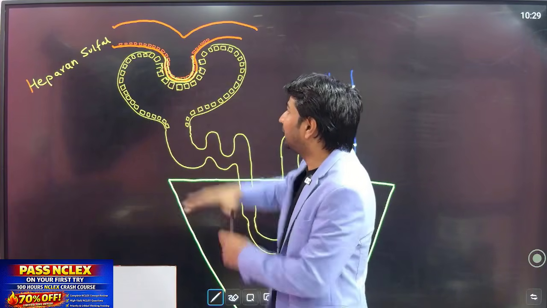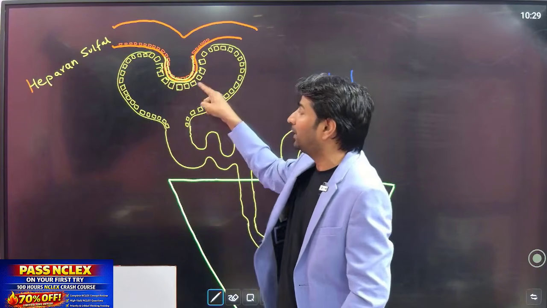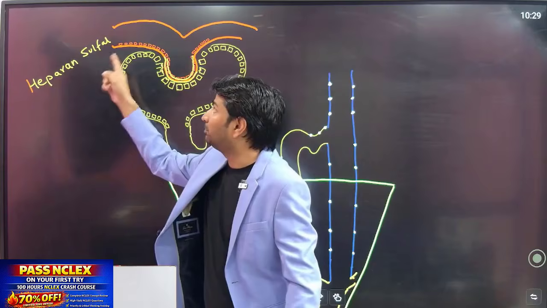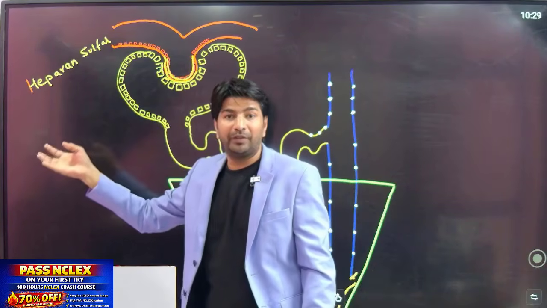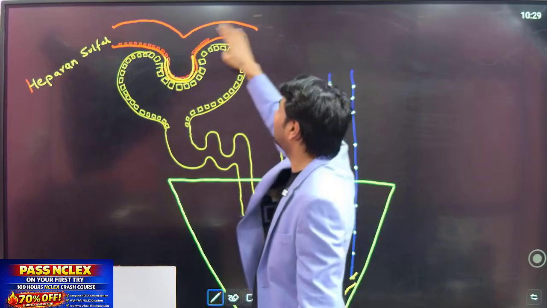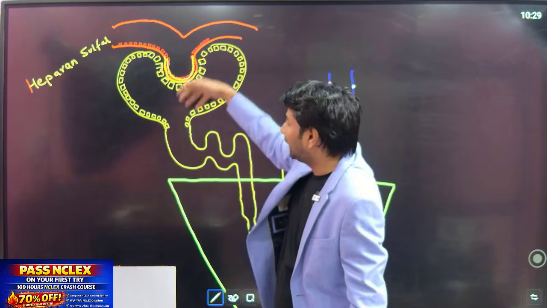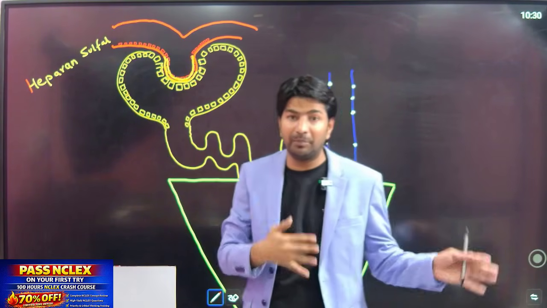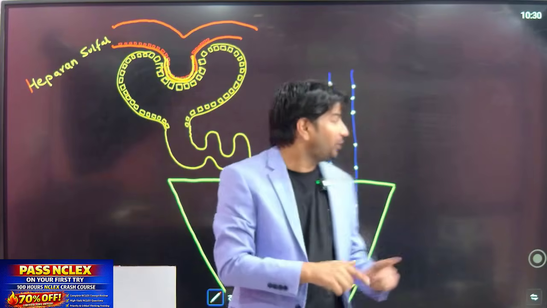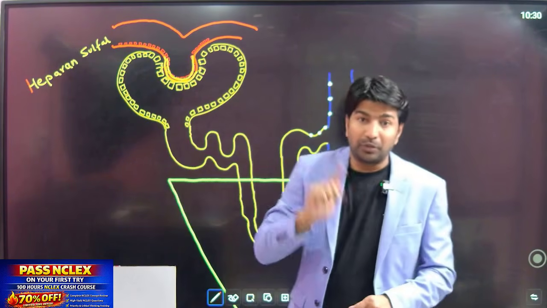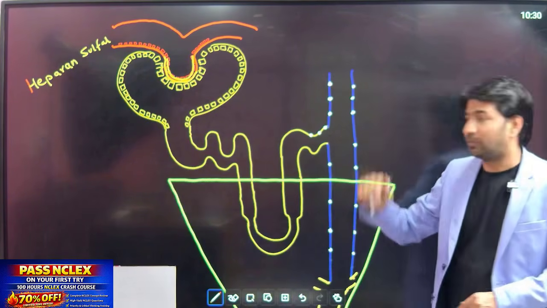Because to repel protein again, we still have the basement membrane. In that basement membrane, there's a negative charge called heparan sulfate, which repels the protein. Protein will move forward, while red blood cells will pass through it. So red blood cells appear in the urine in nephritic syndrome, and protein appears in nephrotic syndrome.